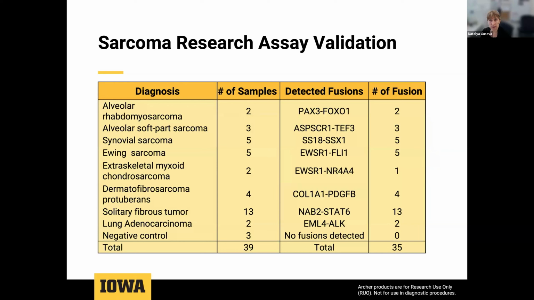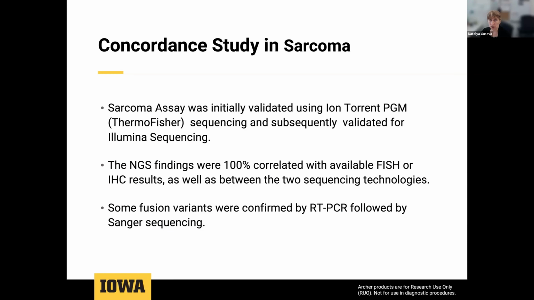For the initial study, we used 35 samples. They were different types of sarcoma, plus some control lung samples for known fusions, and basically all samples were positive for some targeted gene by FISH or other methods. Initially we validated this assay for Ion Torrent sequencing, and subsequently we validated it for Illumina. The NGS patterns were 100% concordant with available FISH or IHC results, as well as between the two sequencing technologies.